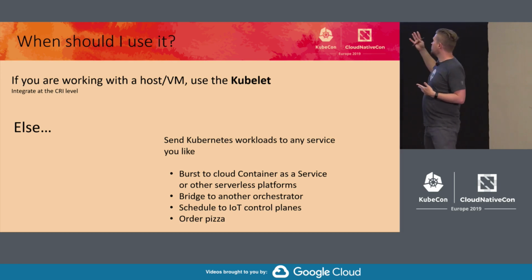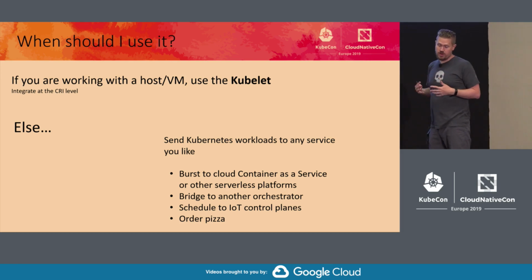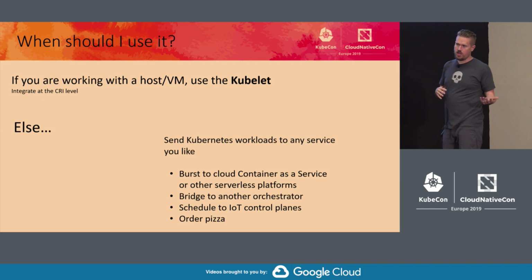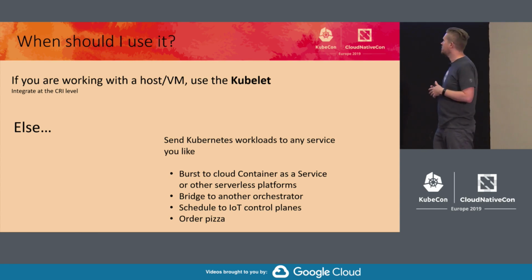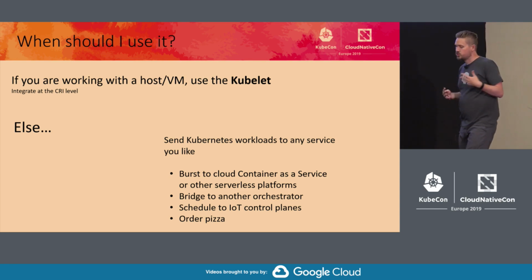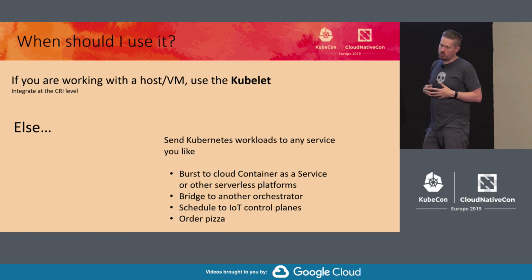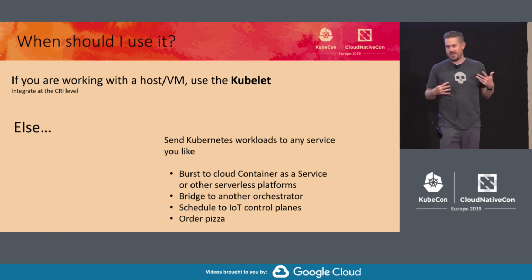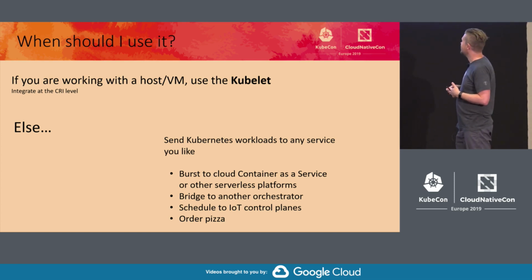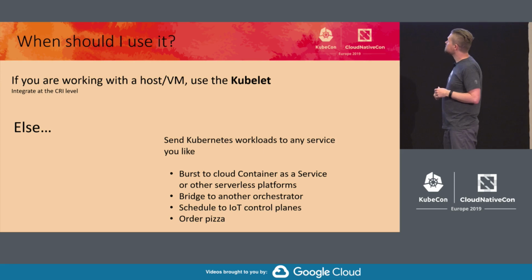So something like bursting to a cloud or container as a service provider, like Azure Container Instances or AWS Fargate. Bridging to other orchestrators, like maybe you want to schedule some containers on Nomad. There's a provider to do that. If you want to schedule to Internet of Things control planes, that's another use case we've seen. And then at a workshop last year, somebody built a provider that ordered pizza with the Domino's API when pods were created. It was pretty funny.